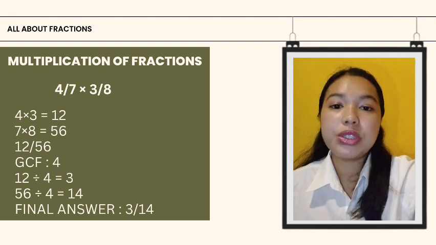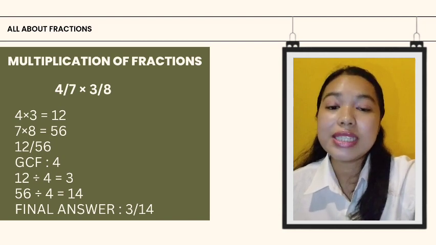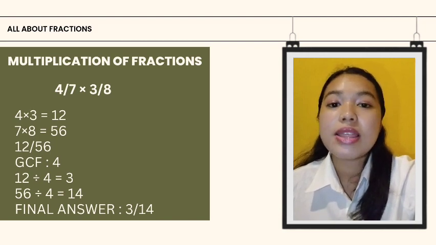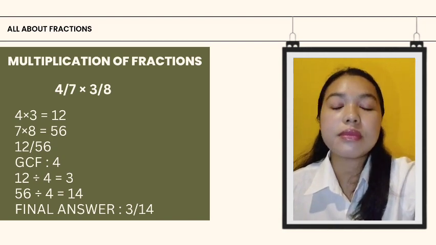And since it can be reduced to lowest term, we're going to find its GCF, or the greatest common factor. So their GCF is 4. 12 divided by 4, that is 3. And 56 divided by 4, that's equal to 14. So our final answer would be 3 over 14.